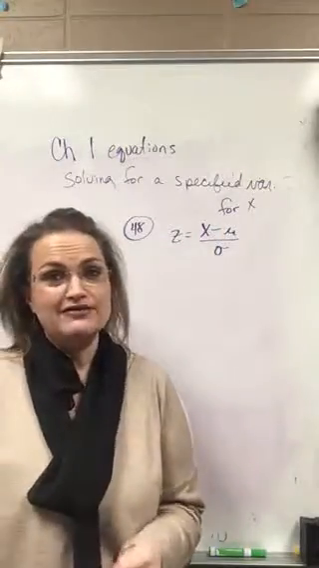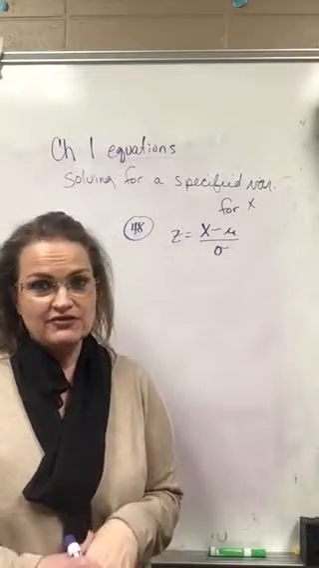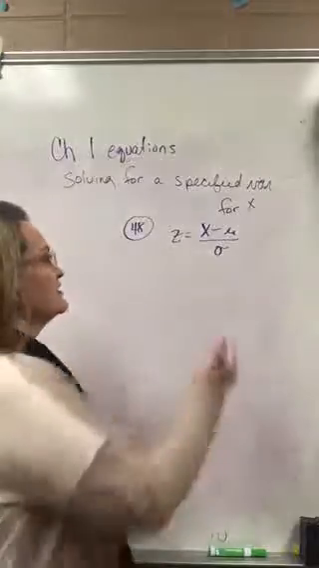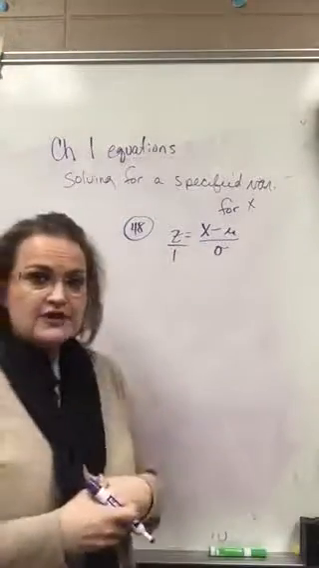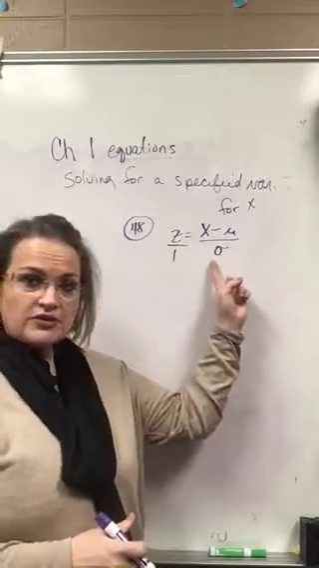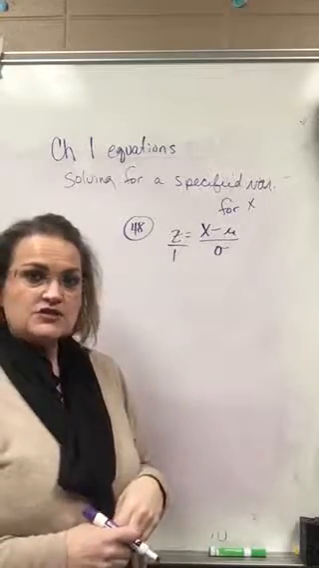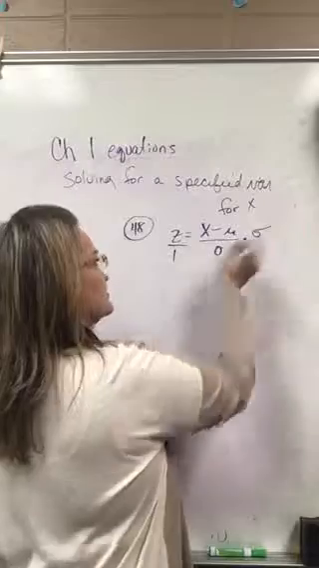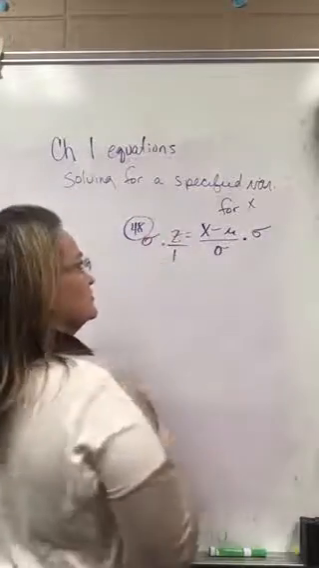Okay, finally we have a fraction. Remember what I said, if you have a fraction, clear the fraction. So that's how we start this one. Think of this z as being over 1. So there's only really one denominator, which is the sigma symbol. So we want to times each side, that is our LCD, by the sigma symbol. Do the same thing over here.